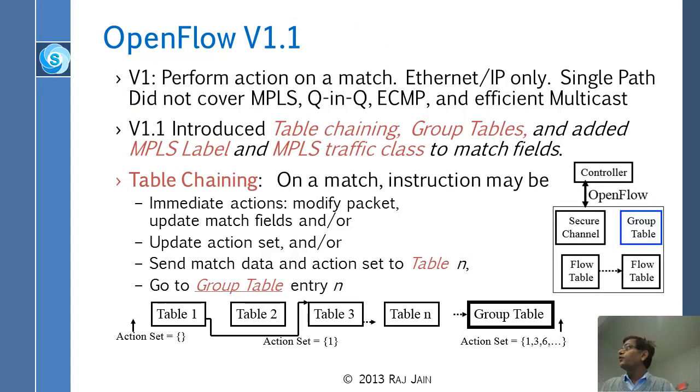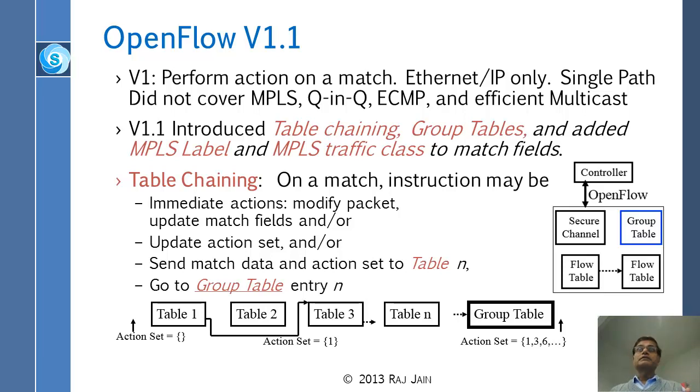OpenFlow version 1 was very simple. You had a table. You just match the entry. So OpenFlow 1 had a very simple one table.